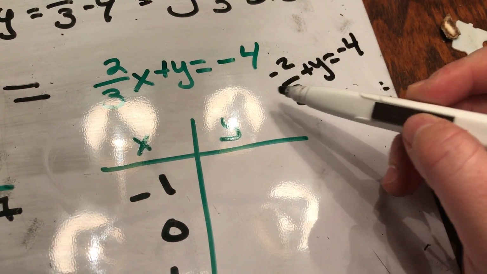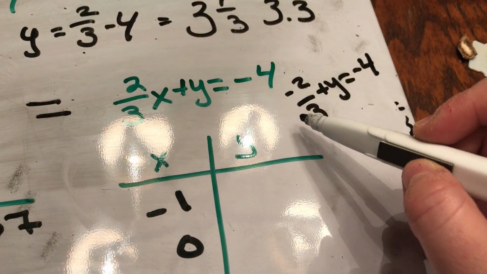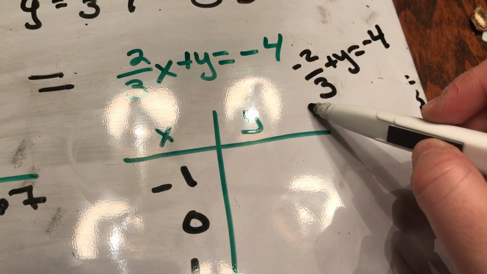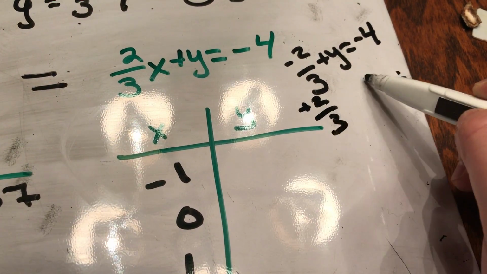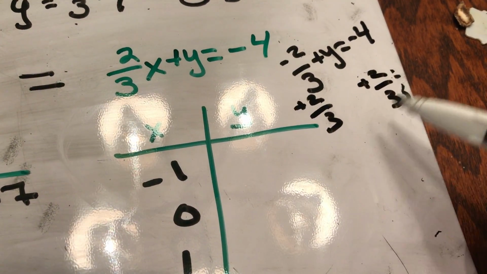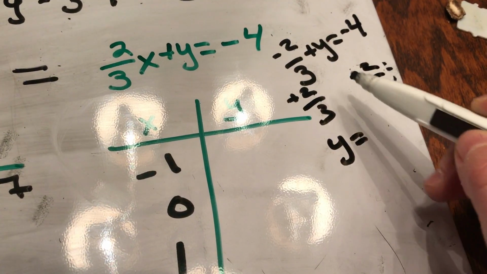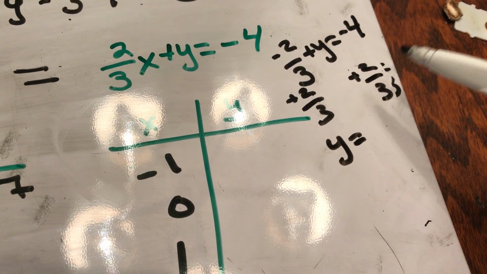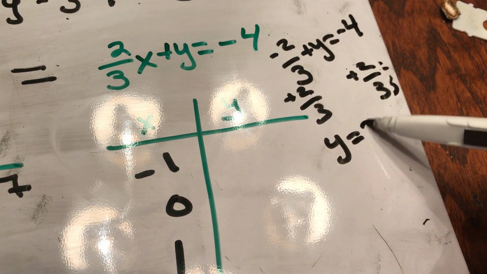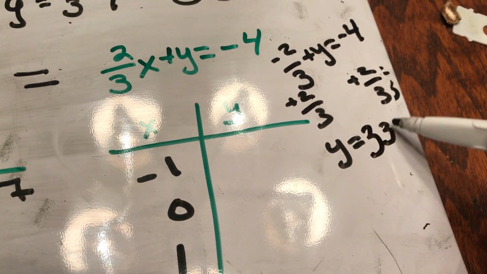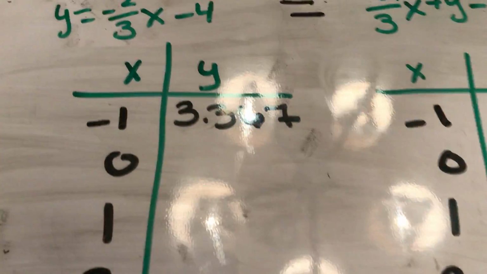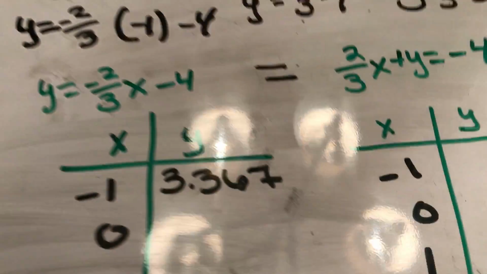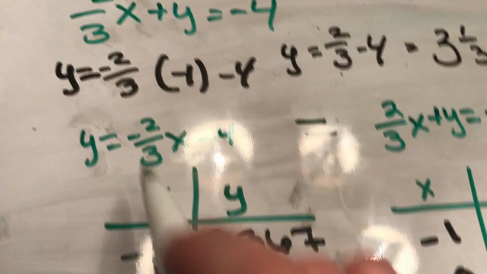So how we're going to get rid of this, because it's negative, is we're going to add. So plus 2/3 on both sides, which is going to give us y equals -4 and positive 2/3, which is going to increase the value by 2/3, which is going to be 3 1/3. Is that the same? Boom, it is.